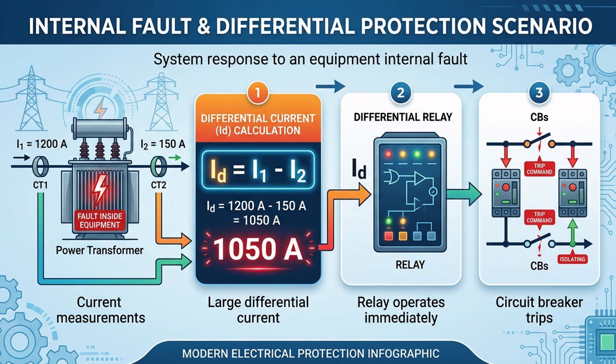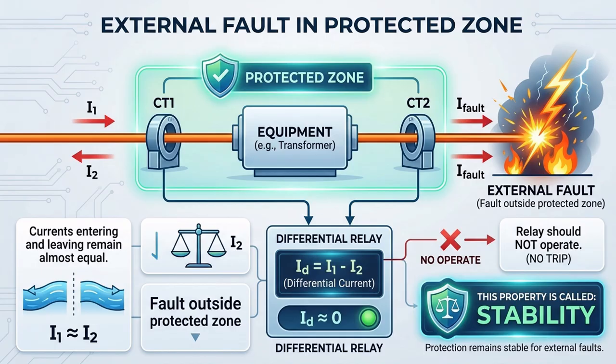Now, let's see an internal fault. Current entering is 1200 amps, but only 150 amps leaves. So the differential current is 1050 amps. A large mismatch means an internal fault. The relay acts instantly and the circuit breaker trips.